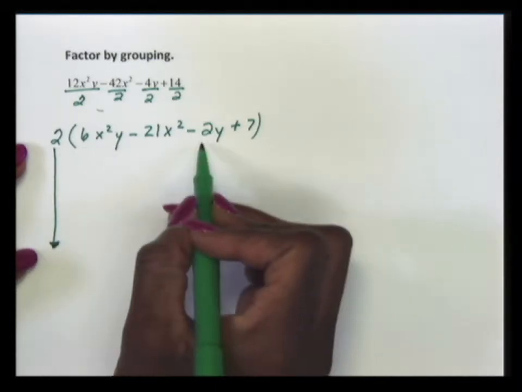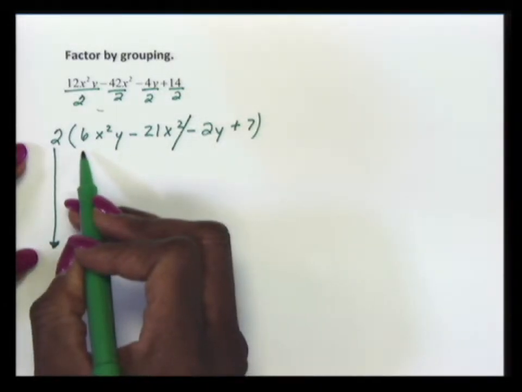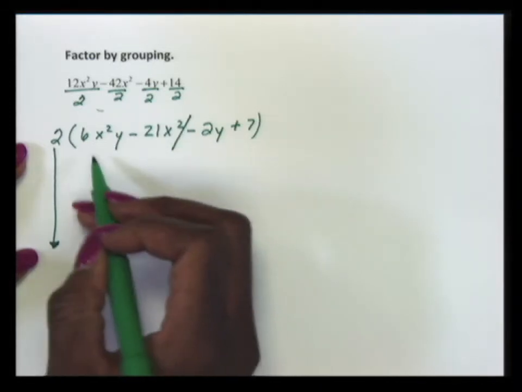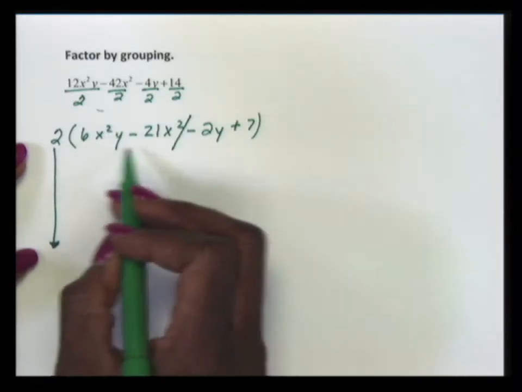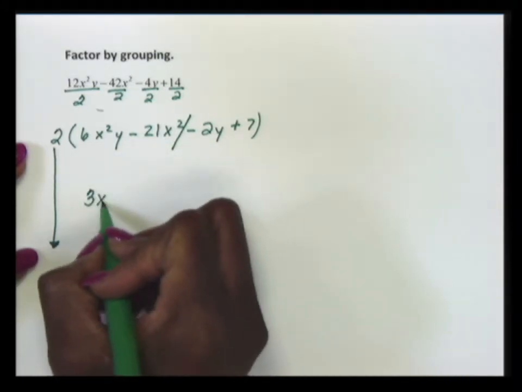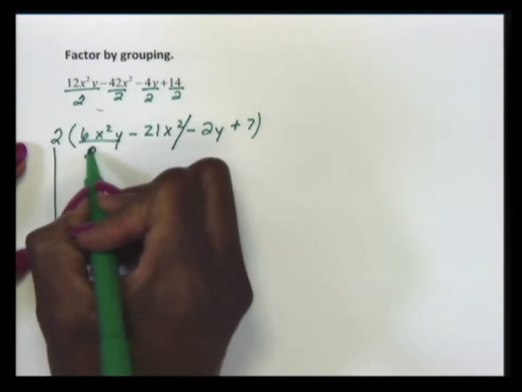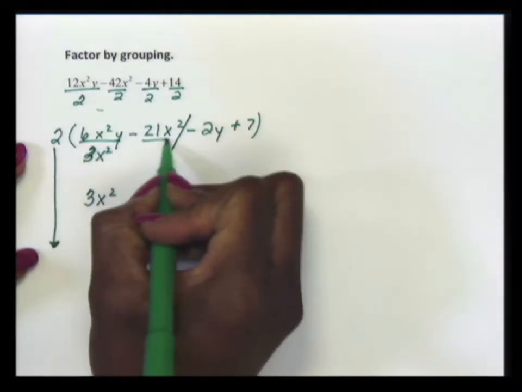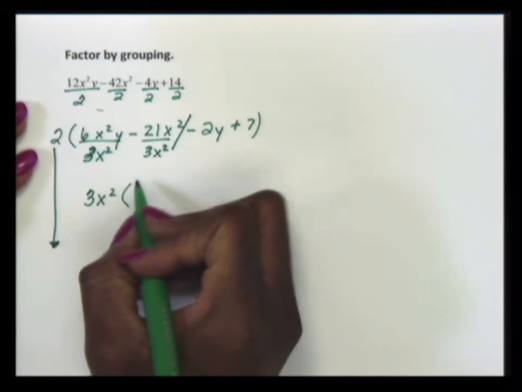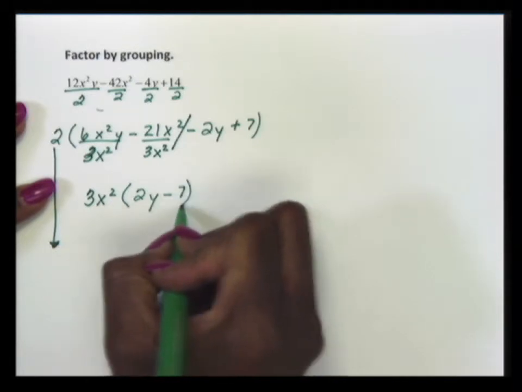The 4 terms that I now have, I will split into pairs. The first pair, I have 6x squared y minus 21x squared. The greatest common factor for my first pair of terms is 3 for the numbers and x squared. So I'll divide each term by 3x squared. And then I'll simplify. I have 2y minus 7.